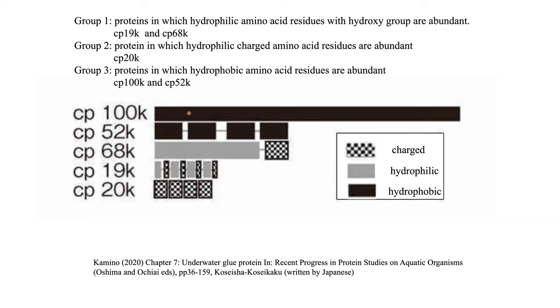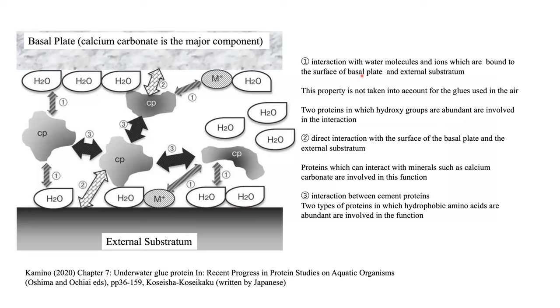So for example, group three proteins contain many hydrophobic amino acid residues. And as I explained in this slide, such proteins are involved in the direct interaction between the cement proteins.